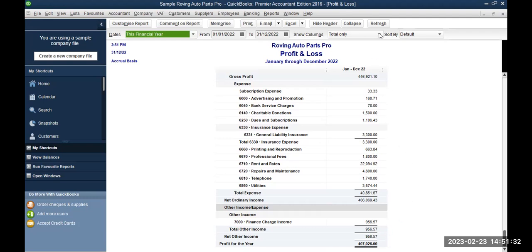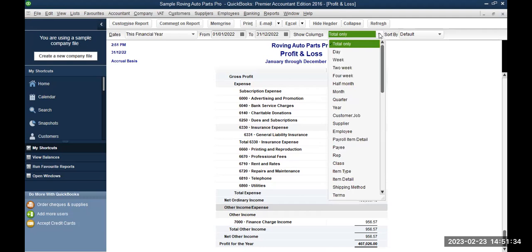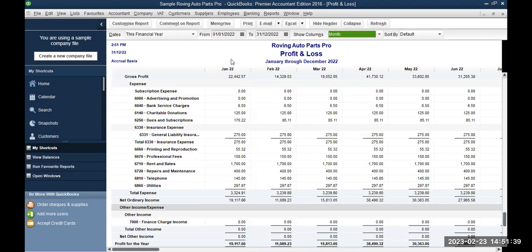From this window, you can actually choose that I want to see this report by month. So I can see how I performed on a monthly basis, how my performance for January was, how my performance for February was, and all that.